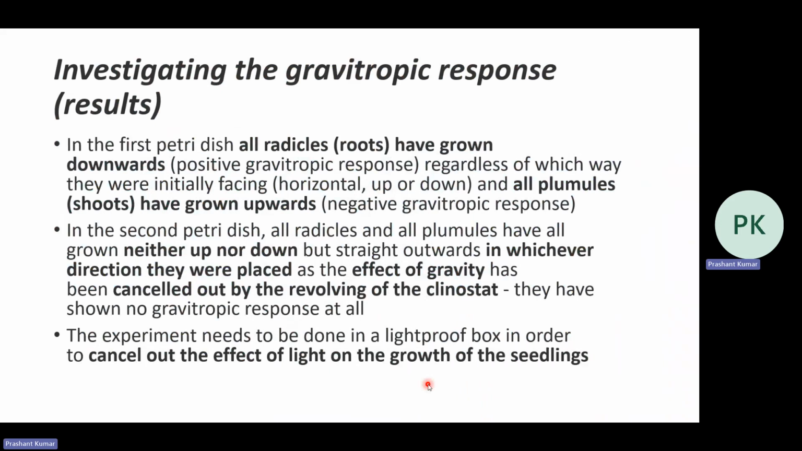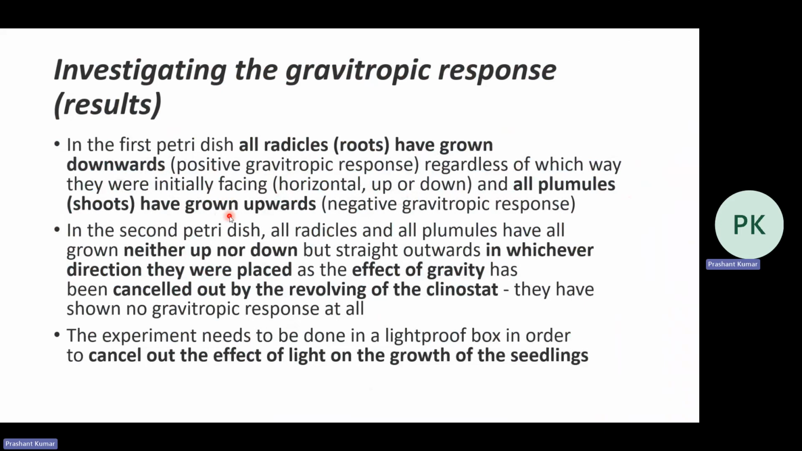Investigating the gravitropism response. In the first petri dish, all radicles have grown downward. That means it's positive geotropism, regardless of which way they were initially facing, horizontally, vertically, up, down, whatever. And all plumules have grown upward. That is negative geotropism.